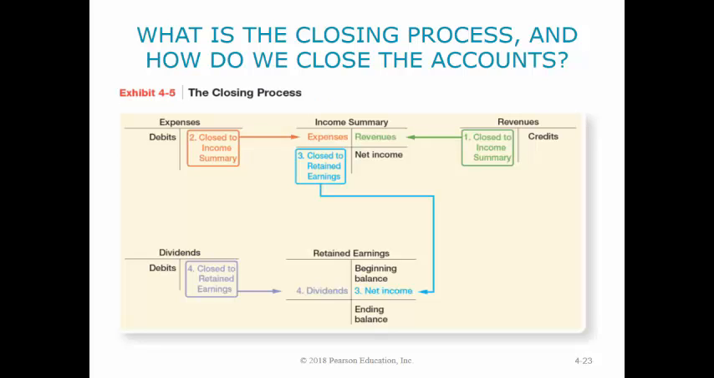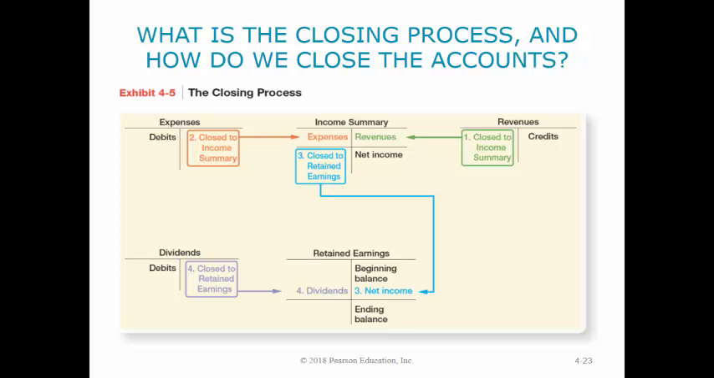Closing entries transfer the revenues, expenses, and dividend balances to the retained earnings account to prepare the company's books for the next period. The income summary is a temporary account into which revenues and expenses are transferred prior to their final transfer into the retained earnings account. It summarizes net income or net loss for the period.